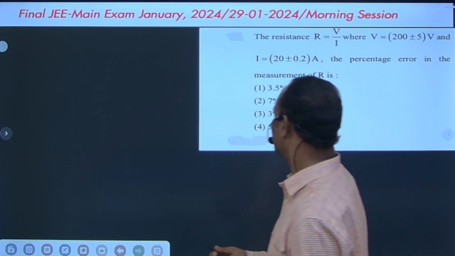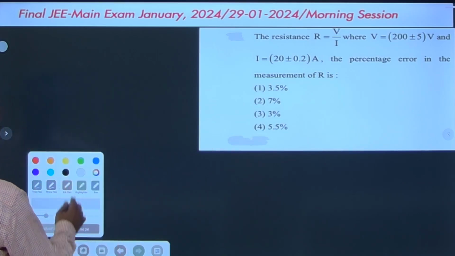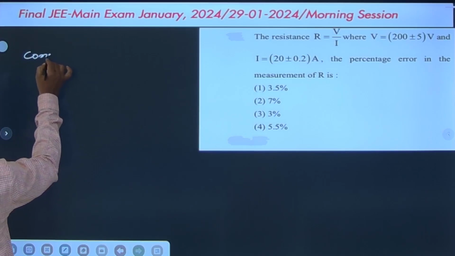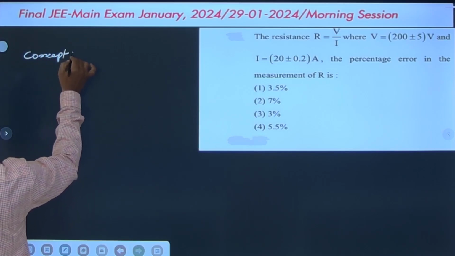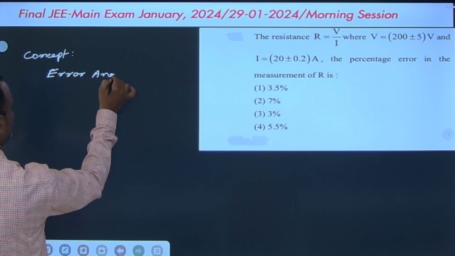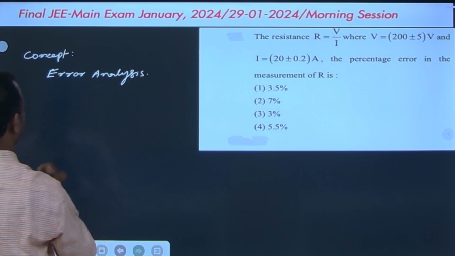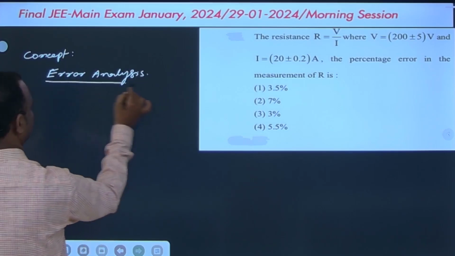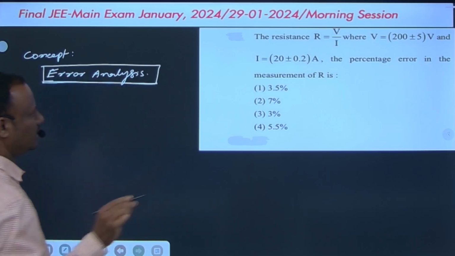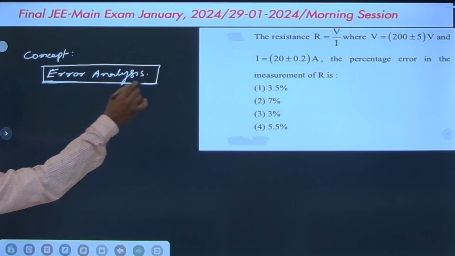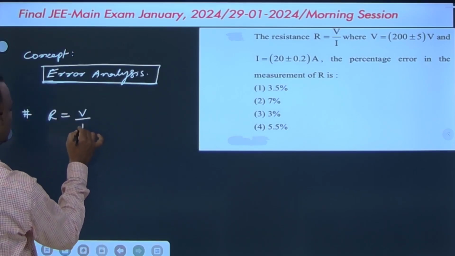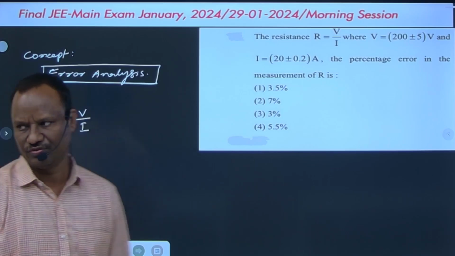First one is a concept: error analysis. We need to concentrate on this concept for the coming exams. Now the formula given is R equals V by I.